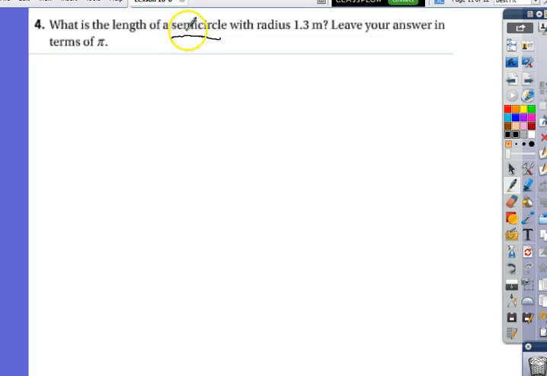We want to find the length of an arc with a measure of 180 with a radius of 1.3. Leave your answer in terms of pi. And I'll go ahead and put the formula up for you. So it's the measure of the arc over 360 times 2 pi r. See if you can find that and then check with your partner.